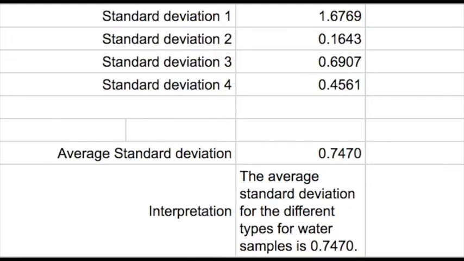Here we can see the standard deviations for cold water, room temperature water, combined before mixing and combined after mixing for 30 seconds respectively. And then we get the average standard deviation, which is 0.747. And this means that the average standard deviation for the different types of water samples is 0.7470.